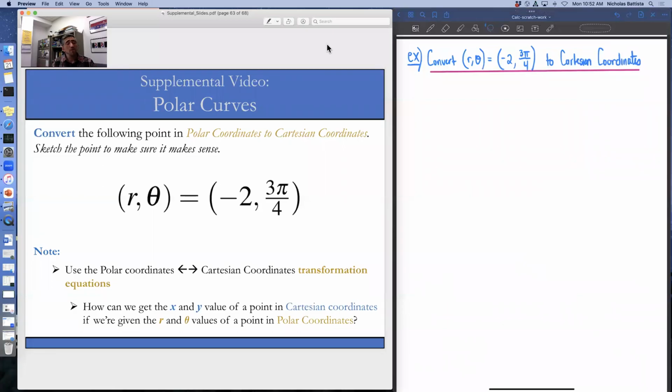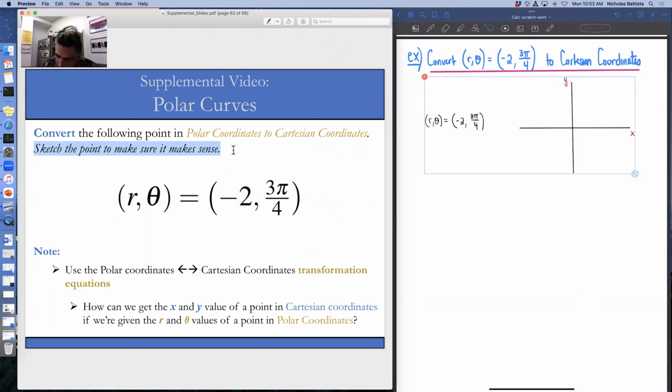In this video, we're going to convert the point that's given to us in polar coordinates to its Cartesian coordinate representation. We're also going to make a sketch of the point to make sure that the polar coordinate matches the Cartesian coordinate in the right quadrant and everything we need it to. So let's start by sketching the point to make sure that it's going to make sense later on.